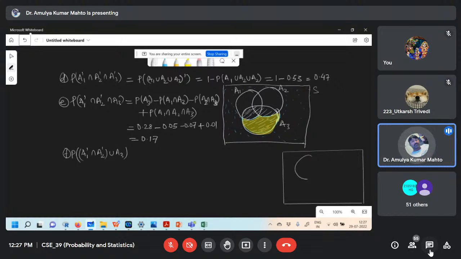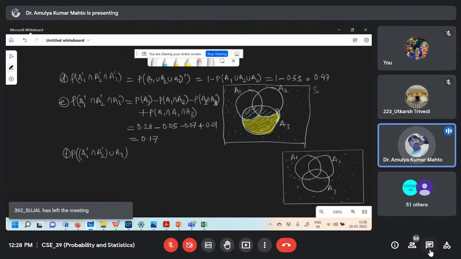So suppose you have 3 events A1, A2, A3. So A1 dash intersection A2 dash is the whole outer part except this. A1 dash is the outer part, A2 dash is the outer part. So intersection of this is going to be the whole entire part, this whole outer part. Got it? This whole outer part is A1 dash intersection A2 dash.